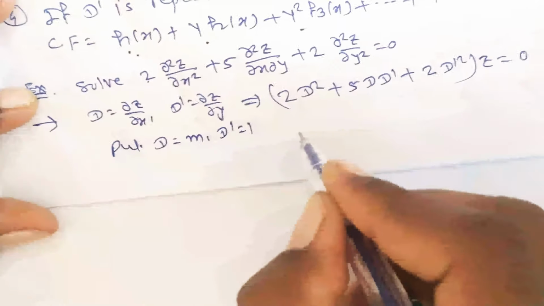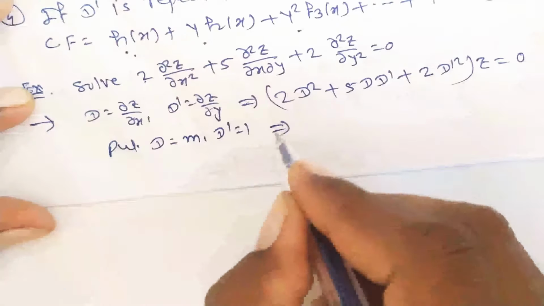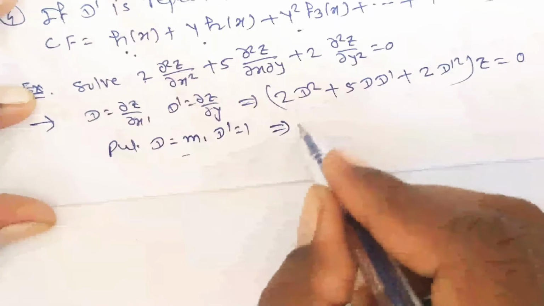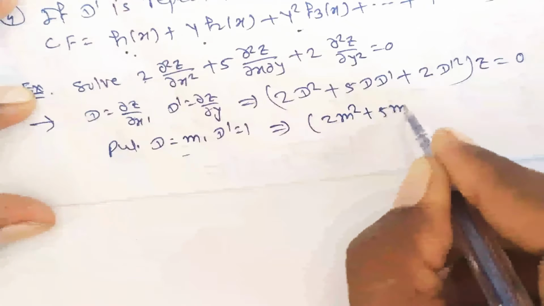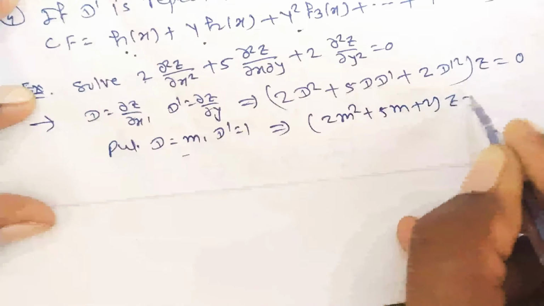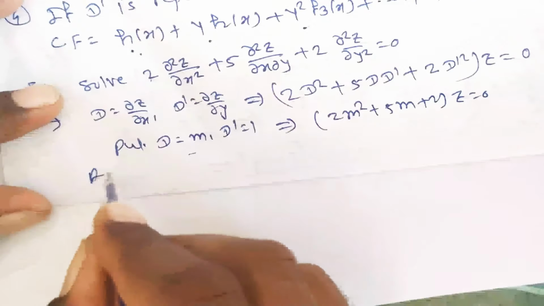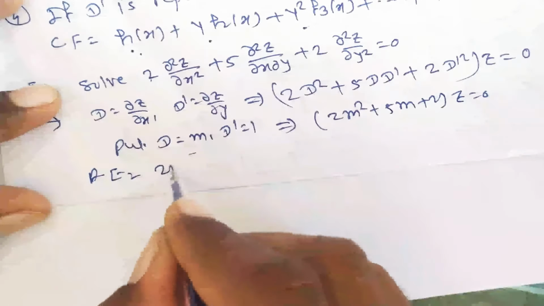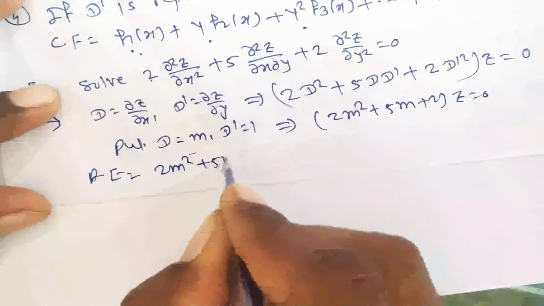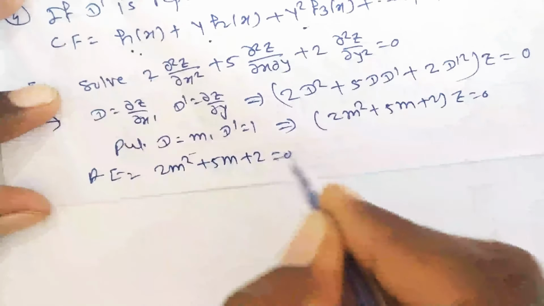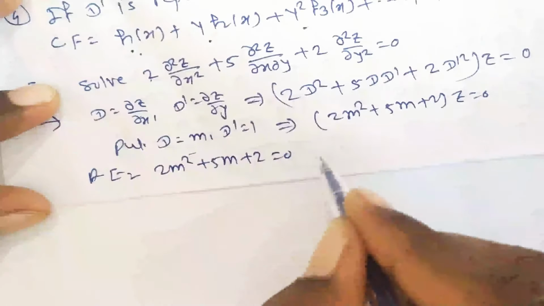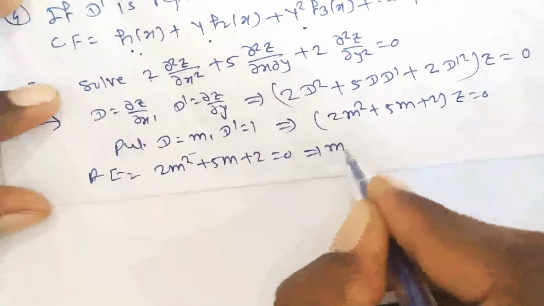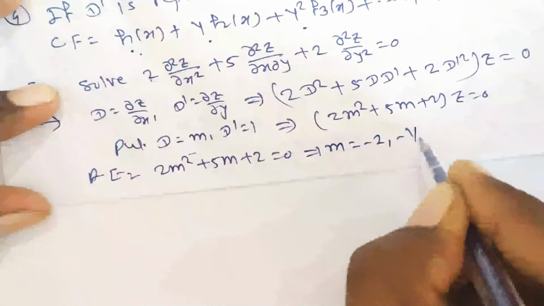So if you put D equal to m, D dash equal to 1, then the auxiliary equation will be (2m² + 5m + 2) z = 0. So the auxiliary equation is 2m² + 5m + 2 = 0. What are the roots of this? You can find the roots using a calculator. So the roots are m = -2 and m = -1/2.